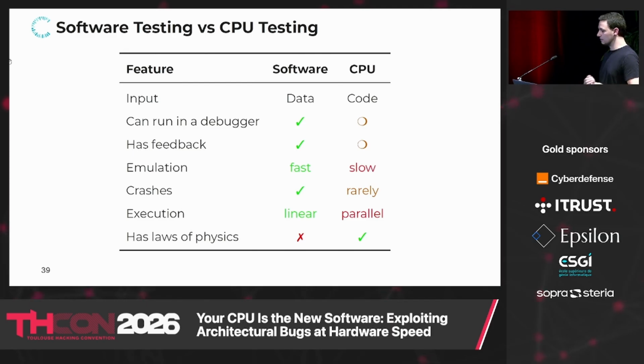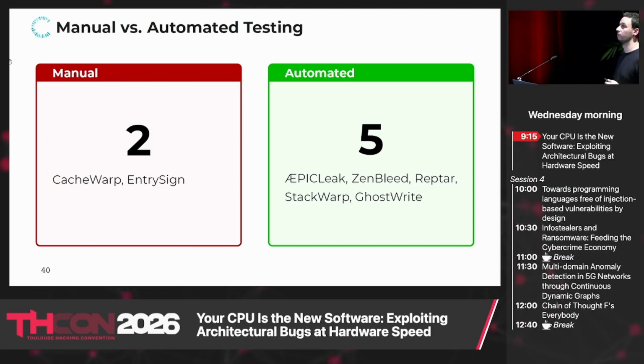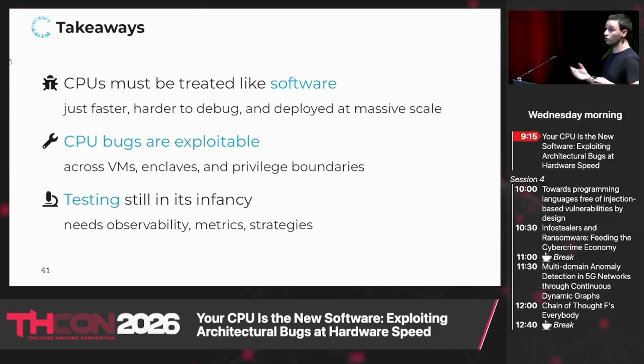Also, testing is tricky, because for software we have these nice things: debuggers, feedback, we can emulate that, it crashes, it does not have laws of physics. For CPUs, on the other side, we don't really have debuggers. With vendors, yes, but for us, no. Emulating them is slow, also for vendors. They don't really crash, as said. Everything happens in parallel, and there are also laws of physics involved, which doesn't make it easier. Still, we have some success in automated testing. Some of the things are still found manually, some found with automated help. I thought about how many were found with AI, and I think it's zero so far. So we're still good at that manually, but still in its infancy. And I hope this will change.